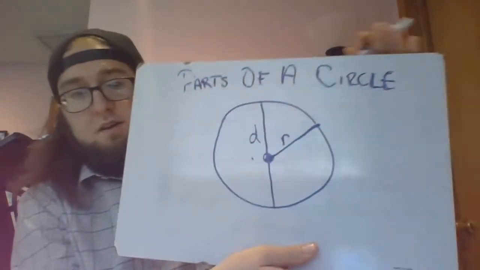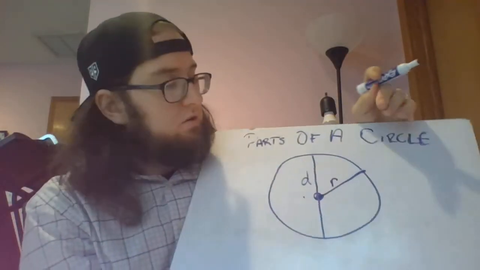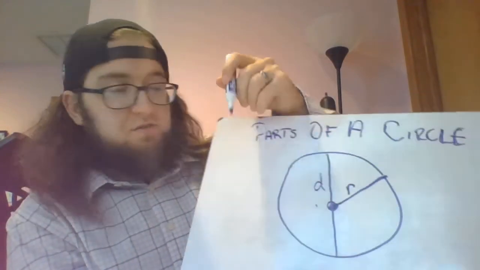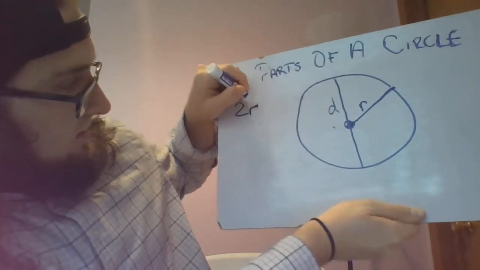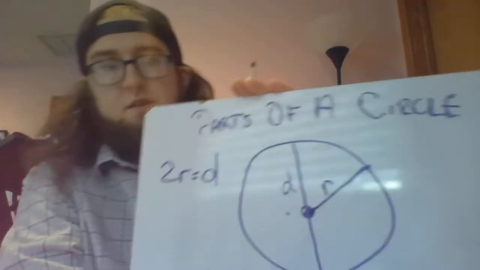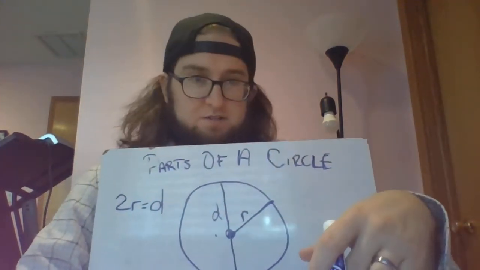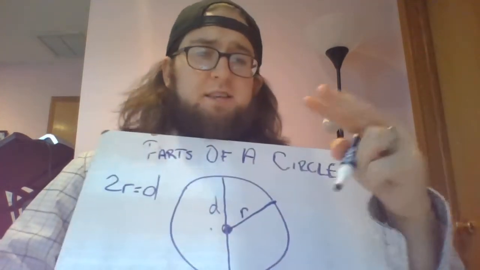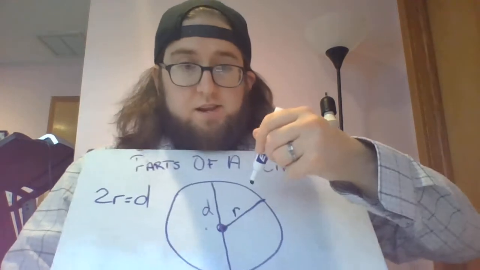So notice something. If I put two radii, plural for radius, I know we're getting big, together that equals a diameter. So here's a small little equation for you that we will use from time to time. 2 times the radius is equal to the diameter. So if you're given a diameter and you need the radius, divide that sucker by 2. If you're given a radius and you need a diameter, multiply by 2. 2 radiuses equal diameter.